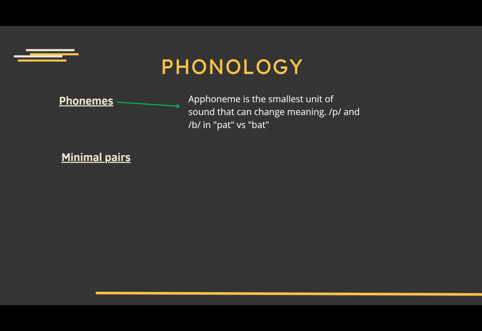Then there is also the concept of minimal pairs. Those are the pair of words that differ only by one sound but have different meanings. For example, in the words bat and cat, and in the words ship and sheep. So here, in the first example, the only sound that changes is the k sound. However, the meanings of the words are different.